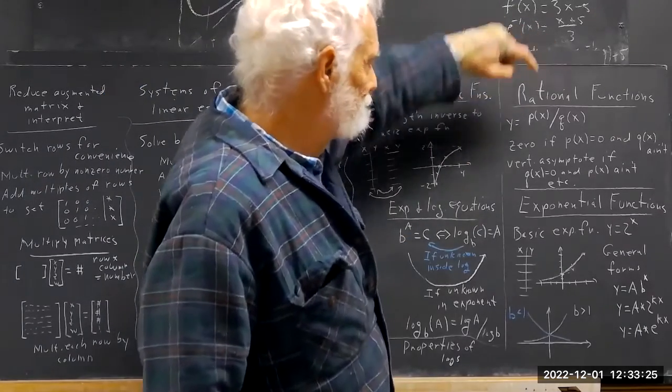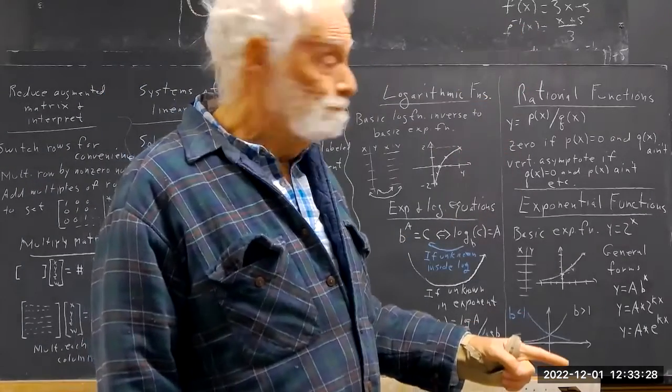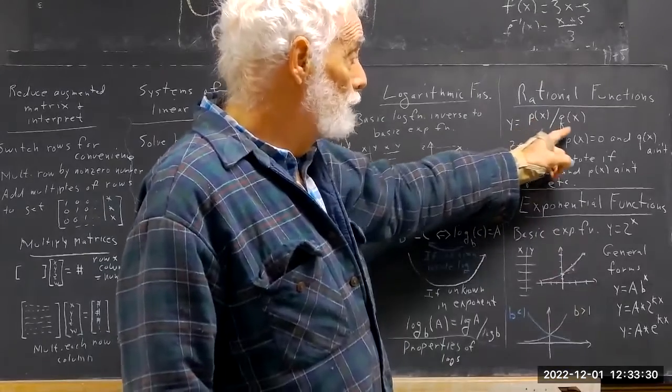Rational functions. A rational function has the form y equals p of x over q of x.